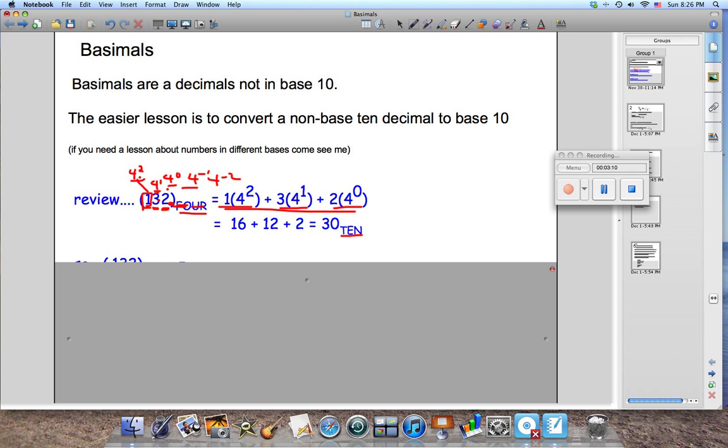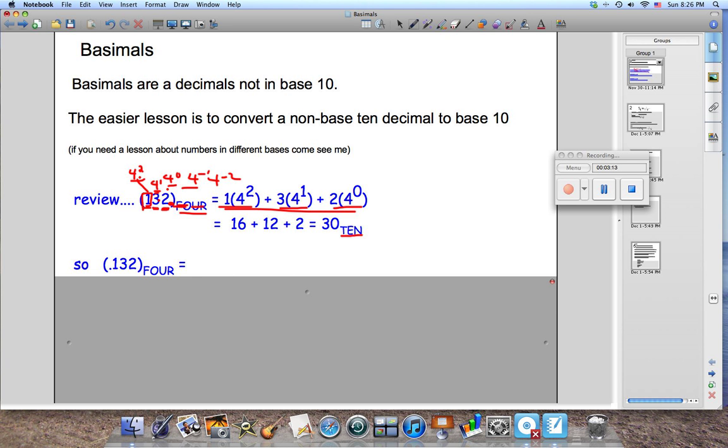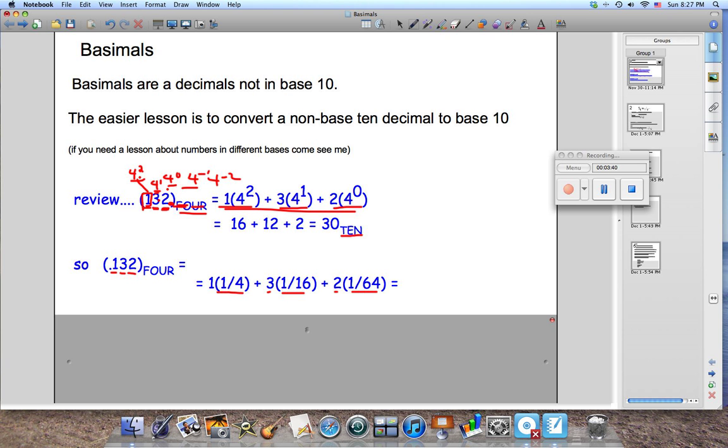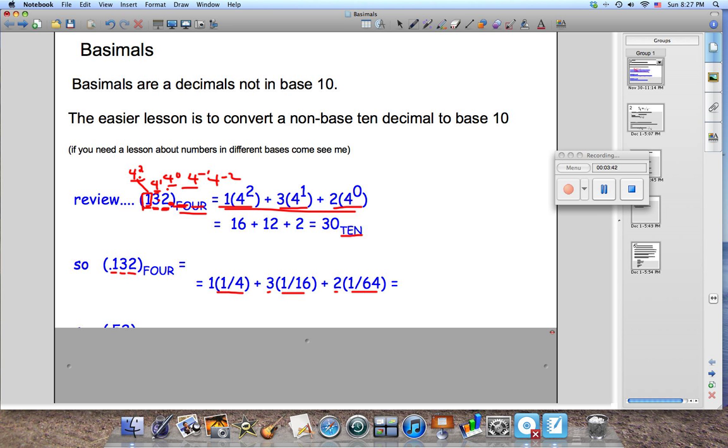Pretty simple. If I've got 0.132 in base 4, the first position to the right is 4 to the negative 1. Next position, 4 to the negative 2. Next position, 4 to the negative 3. So I take the number in each position times that power of 4: 1 times 4 to the negative first, plus 3 times 4 to the negative second, plus 2 times 4 to the negative third. Then you've got to add those all up, and if they want the answer as a decimal, just divide it out. That's your base 10 answer. Do the little simplification.